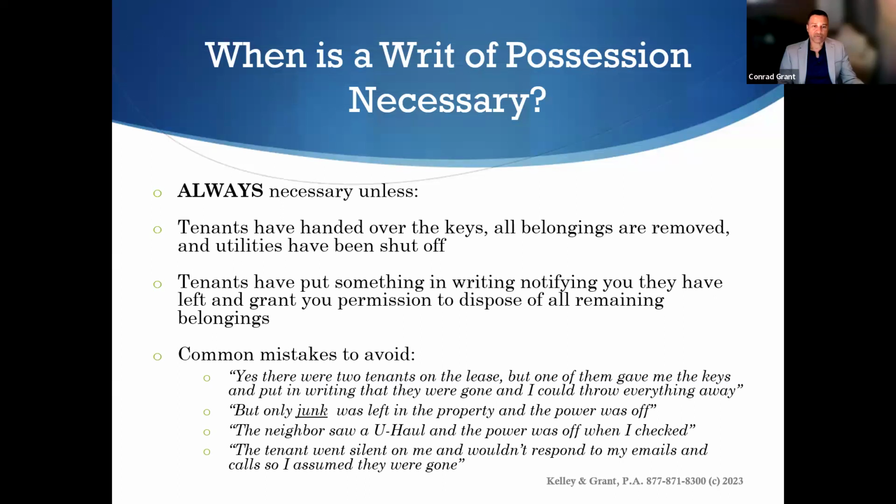Common mistakes to avoid. Yes, there were 2 tenants on the lease. One of them gave me the keys and put it in writing that they were gone and I could throw everything away. If it's 2 tenants, they both need to consent. But only junk was left in the property and the power was off. You don't know that. You don't know it was junk. Just because the power is off doesn't mean anything. Some people can live without power.